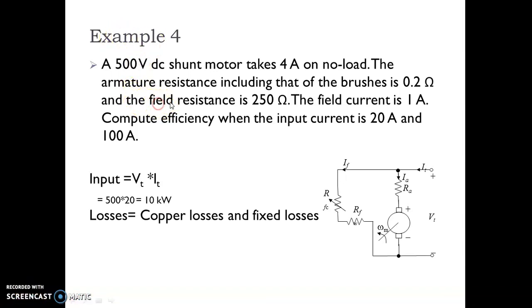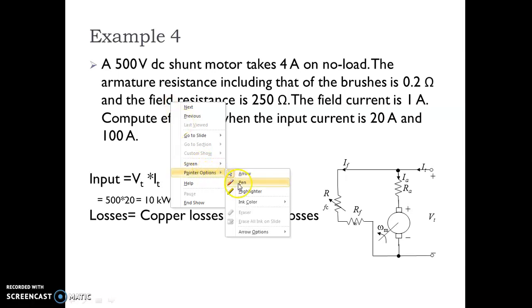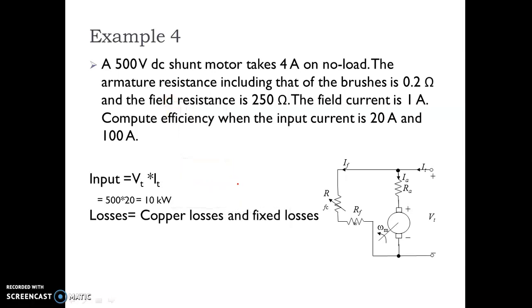In this video, I am going to discuss one numerical problem based on efficiency. How to find the efficiency of a DC motor or DC machine. How can you find the efficiency? This problem is related to that.